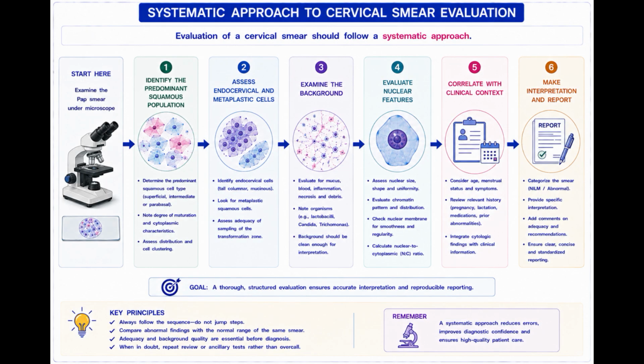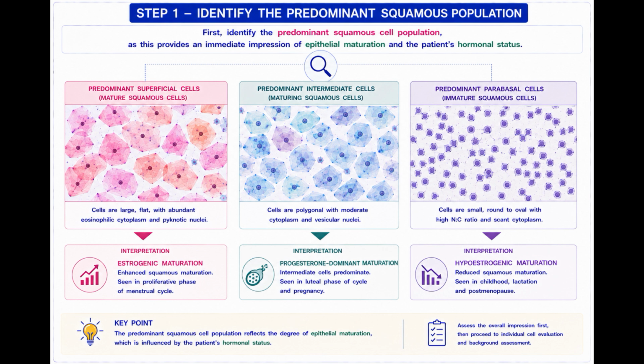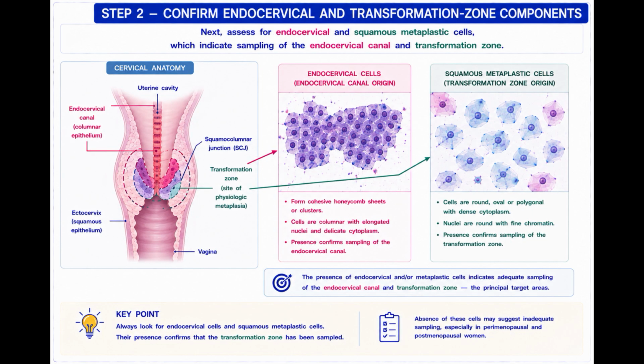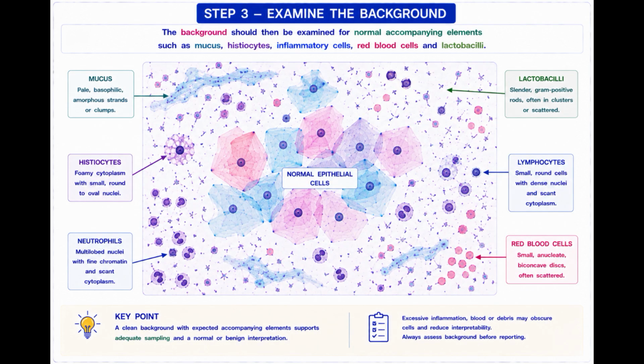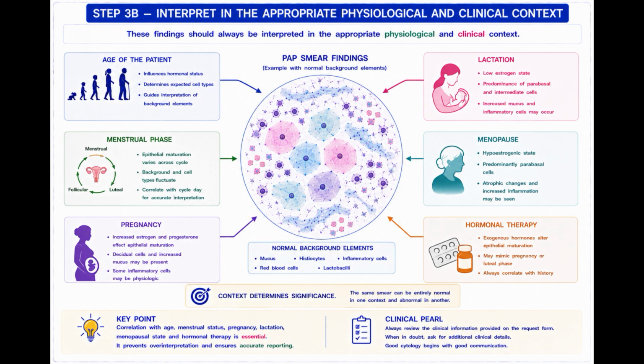Practical approach to identifying normal cervical cytology. Evaluation of a cervical smear should follow a systematic approach. First, identify the predominant squamous cell population, as this provides an immediate impression of epithelial maturation and the patient's hormonal status. Next, assess for endocervical and squamous metaplastic cells, which indicate sampling of the endocervical canal and transformation zone. The background should then be examined for normal accompanying elements such as mucus, histiocytes, inflammatory cells, red blood cells, and lactobacilli. These findings should always be interpreted in the appropriate physiological and clinical context.